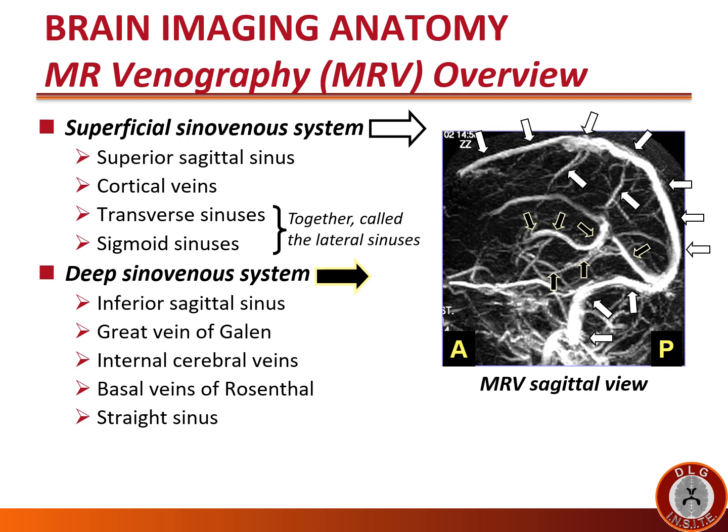The deep sinovenous system consists of the inferior sagittal sinus, great vein of Galen, internal cerebral veins, the basal veins of Rosenthal, and the straight sinus. The MRV on this slide and in the subsequent slides of this presentation are all done without contrast enhancement. Thus, the white appearance of the veins and sinuses is due to flow-related enhancement, not contrast.